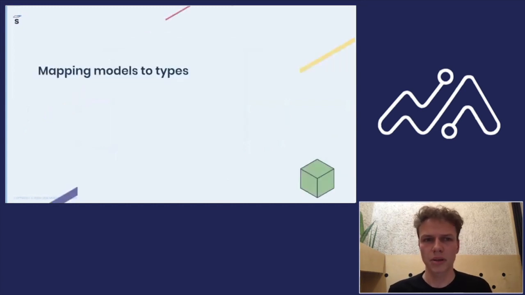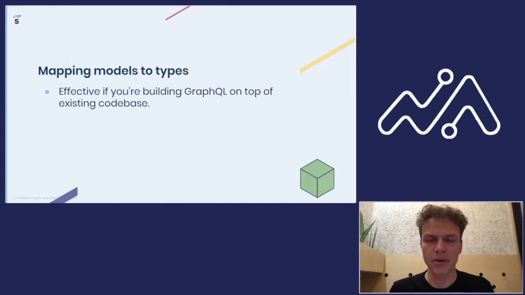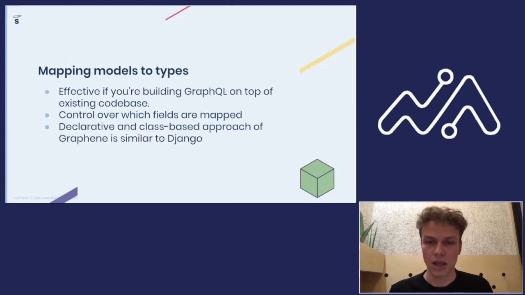So when we were mapping all of our functionality to GraphQL, we discovered that this code-first approach and the ability to map models to types is very effective. And this let us progress very fast with building our API. Some fields can be easily mapped with default resolvers, but it's also fairly easy to build custom resolvers using simple Python functions. And lastly, this declarative and class-based approach of Graphene is quite similar to what you do in Django. So this means that it's really easy to dive into Graphene if you're doing it for the first time.